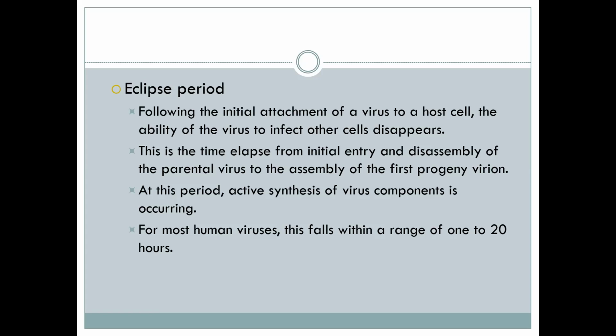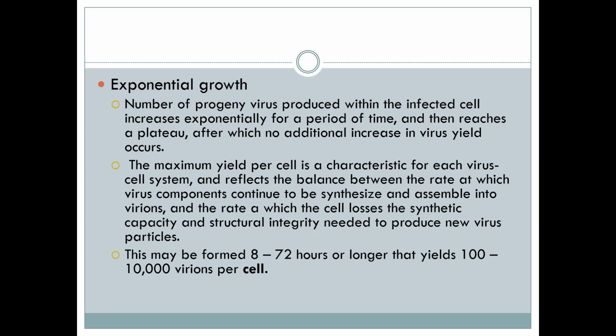So this is the time elapsed from initial entry and disassembly of the parental virus to the assembly of the first progeny virion. At this period, active synthesis of virus components is occurring. For most human viruses, this falls within a range of 1 to 20 hours.